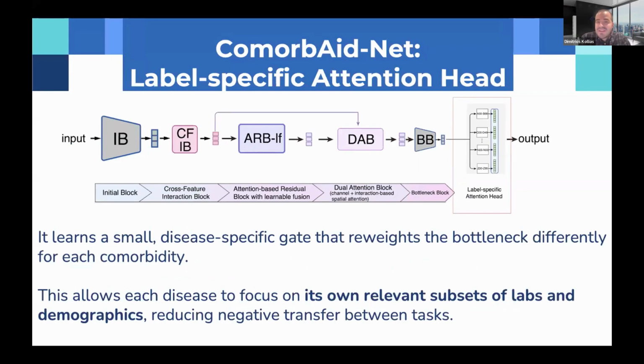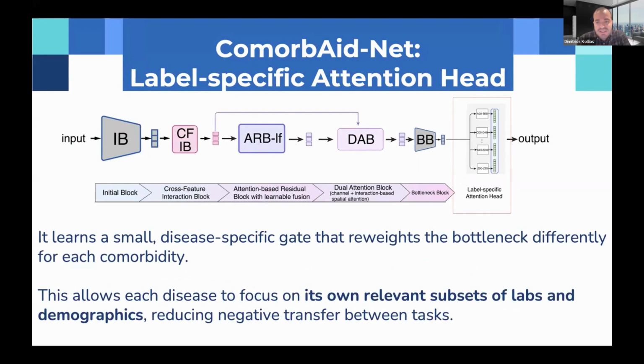And the final component of the Comorbidity Net is a label-specific attention head, which learns a small disease-specific gate that reweights the bottleneck differently for each comorbidity. We had 12 comorbidities, so we have 12 different heads. And this allows each disease to focus on its own relevant subsets of the labs and the demographics and generally the input data, reducing any negative transfer that can arise.